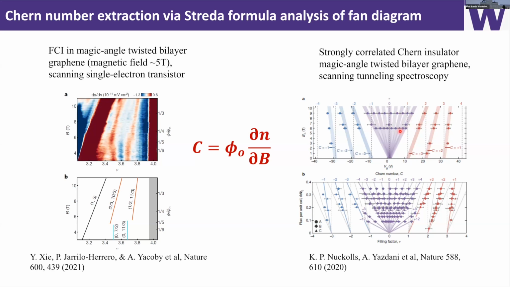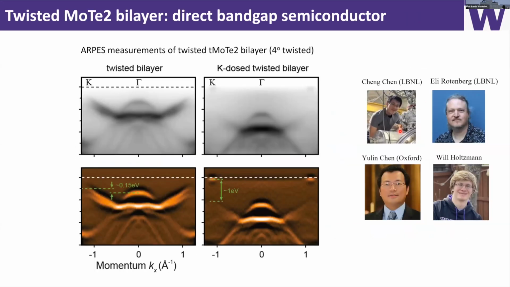So we're going to do this. We're going to measure the dispersions of these states. But our technique is based on optical spectroscopies. The reason we can do this is that twisted bilayer MoTe2 is a direct bandgap semiconductor.